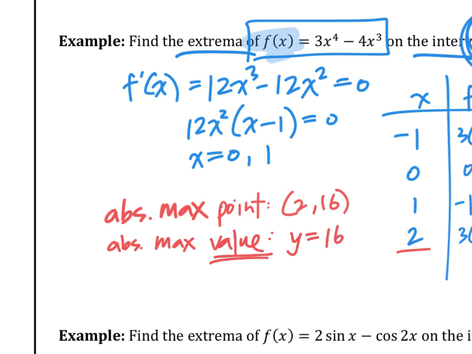So please be careful. They can also ask for the x value of the absolute maximum. If they say that, then you would say x equals 2. So make sure you read the question very closely on what they want, because you may find the right thing but answer the wrong question.